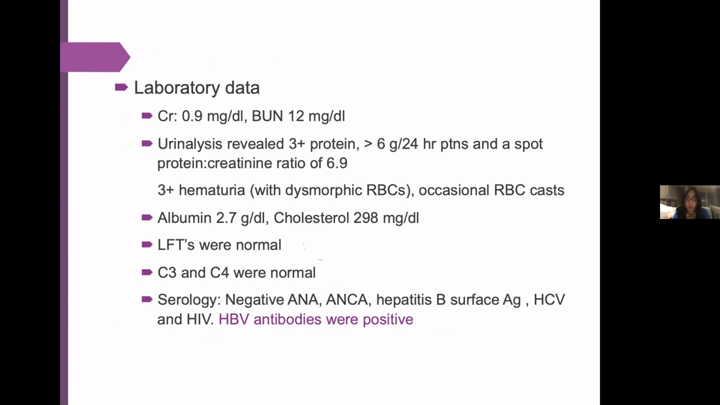Her creatinine was 0.9. Her urine analysis revealed 3+ protein, more than 6 grams per 24 hours of protein, and a spot protein creatinine ratio of 6.9. She also had hematuria with positive dysmorphic red blood cells and occasional red blood cell casts in her urine examination. Serum albumin was 2.7, liver functions were normal, C3 and C4 were normal, ANCA serology was negative, but she tested positive for hepatitis B virus.